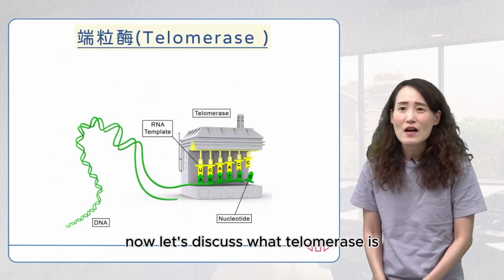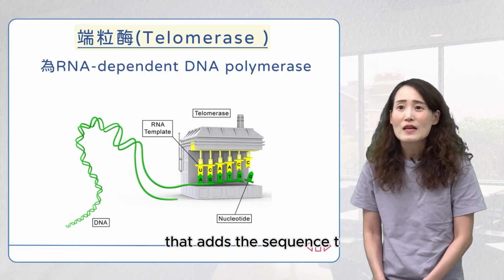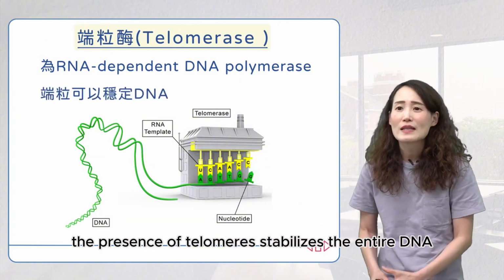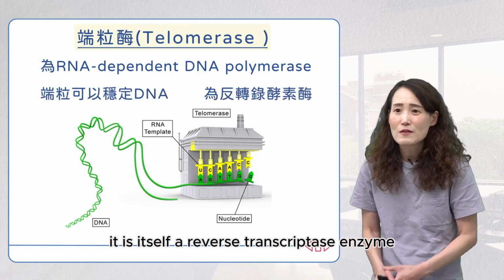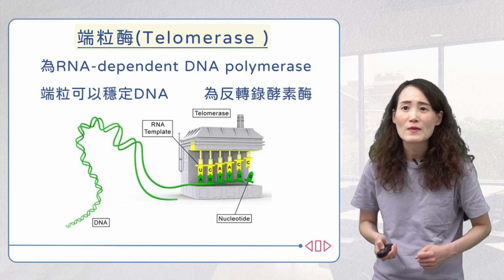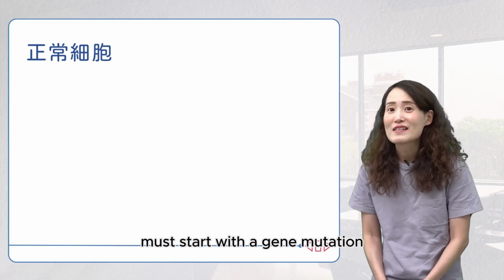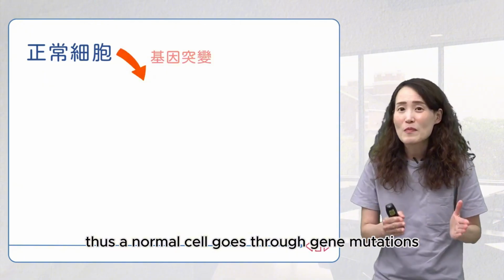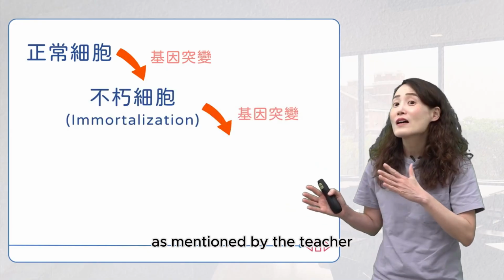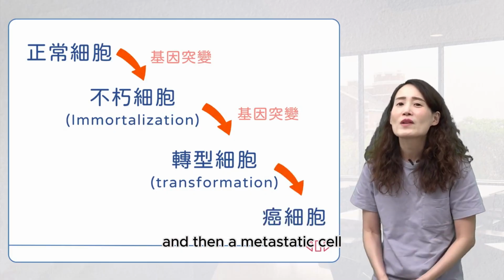Now let's discuss what telomerase is. Telomerase is an RNA-dependent DNA polymerase that adds the sequence TTA-GGG to the ends of DNA. The presence of telomeres stabilizes the entire DNA. It is itself a reverse transcriptase enzyme with its own RNA template that adds a segment of DNA sequence at the ends of DNA. Now, how does a normal cell evolve into a cancer cell? As you all understood, it must start with a gene mutation. Thus, a normal cell goes through gene mutations to become an immortalized cell, then accumulates more gene mutations. As mentioned by the teacher, these gene mutations are cumulative, leading to a transformed cell and then a metastatic cell.